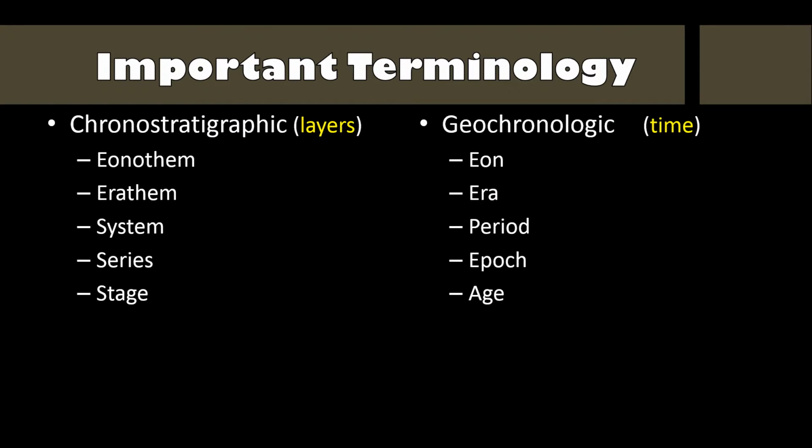Remember the difference between chronostratigraphic and geochronologic terms? The term age is a geochronologic term that includes both the layers themselves and the inferred time associated with them. Referring to these divisions as stages instead means we are talking just about the layers without the inferred millions of years of time associated with them.